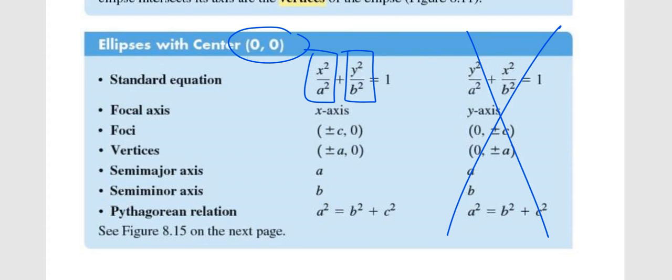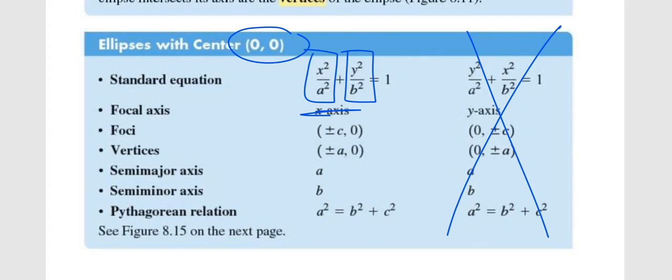So when I ask you for a, you'll be taking the square root of the denominator underneath the x squared term. When I ask you for b, you'll be taking the square root of the denominator underneath the y squared term. The focal axis is not always going to be the x-axis. It will be sometimes when a is bigger than b, but when b is bigger than a, it'll be the y-axis, because whichever one's longer forces the major axis to be that direction.